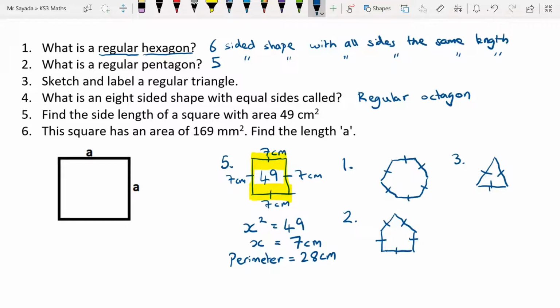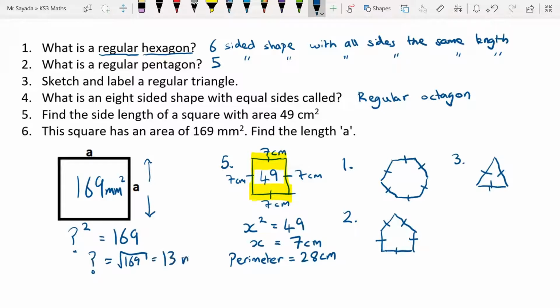Finally, question 6. So the square has an area of 169 millimeters squared, and we need to find the length A. So all that means is what is the length of each side. So we need to find what number, when you square it, makes 169. So the number must be the square root of 169, which is 13. It's millimeters, because this unit here was millimeters squared.